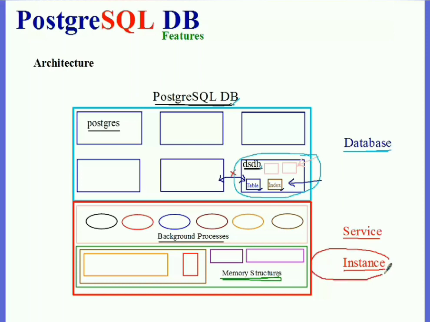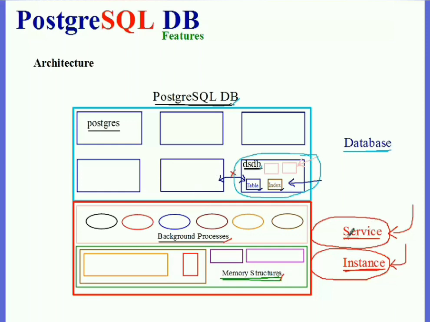Instance is a combination of memory structures and background processes supported by PostgreSQL DB, and similar to NoSQL databases, PostgreSQL DB supports service also. You can call it a service or instance. It will behave as both service as well as instance. This is its uniqueness. Similar to RDBMS, we call it an instance, a combination of memory structures and background processes. We can customize them to suit our requirement, which is not possible with services actually.